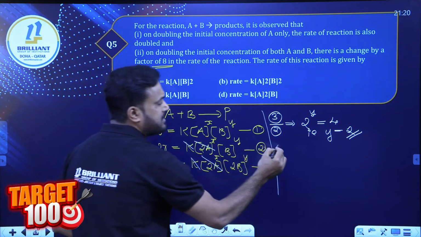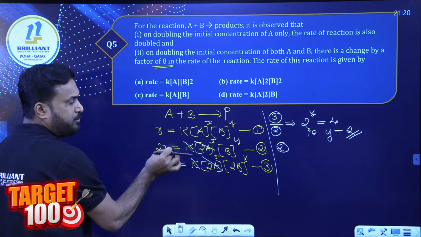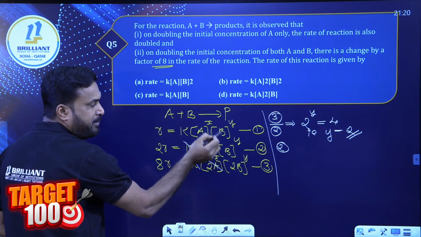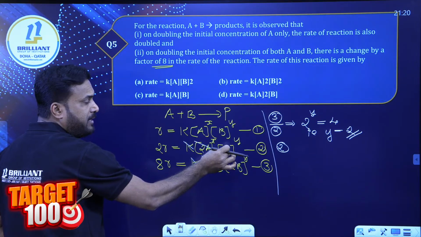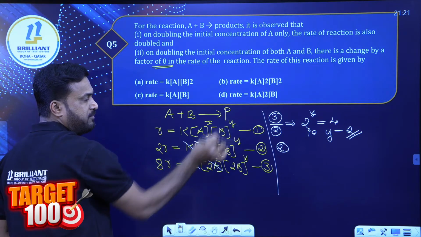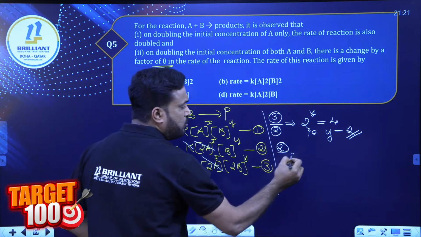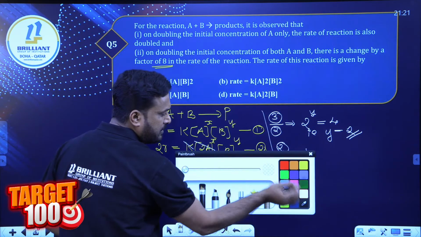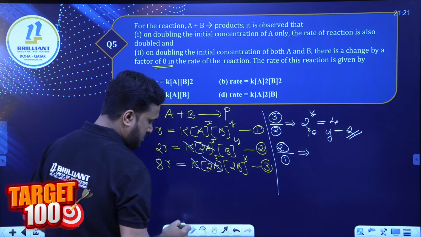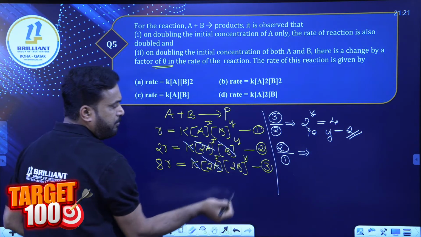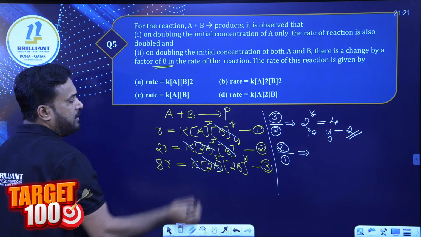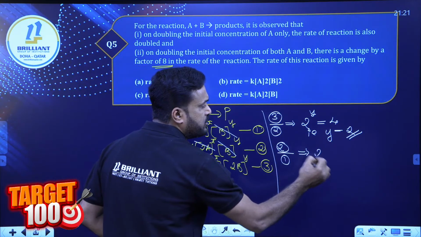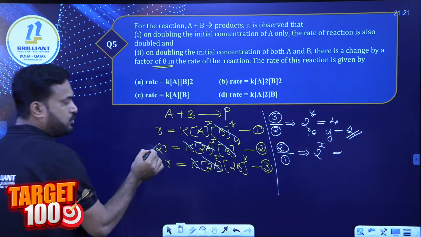To find out the value of X, again you can do one thing here: equation number 2 divided by equation number 1. Why are we choosing this one? Because the value of B in equation number 2 and 1 is the same. So if you take equation number 2 divided by equation number 1, the B and B factors will be cancelling. Then you will be getting 2A raised to X divided by A raised to X is 2 raised to X. 2 raised to X is equal to 2R divided by R.